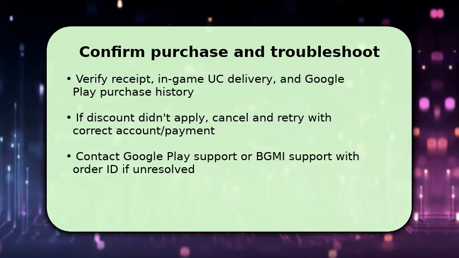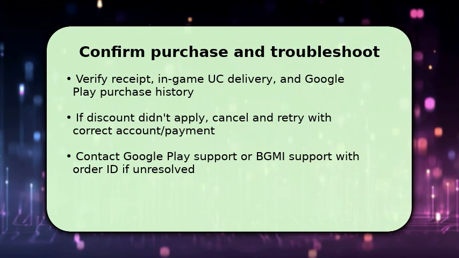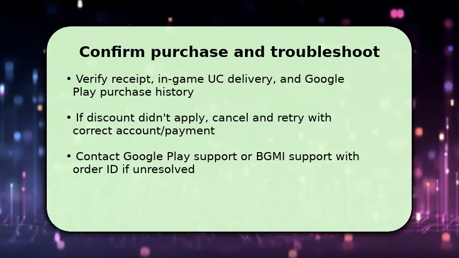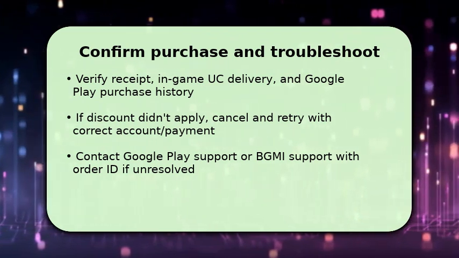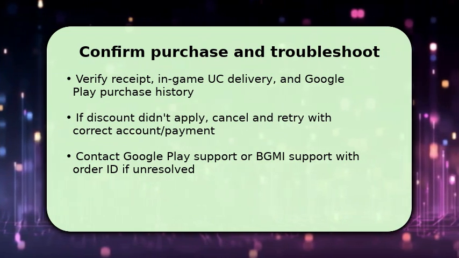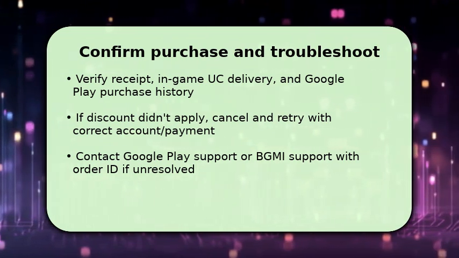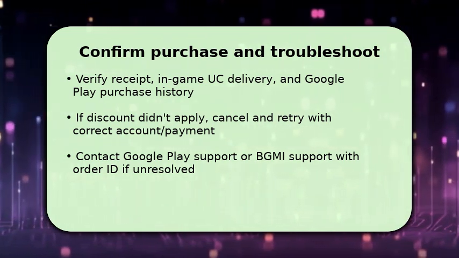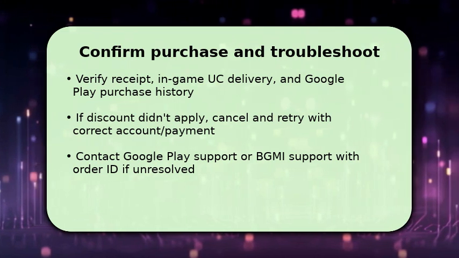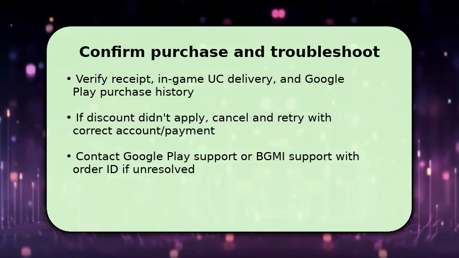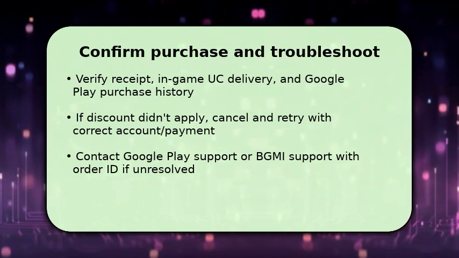If the discount didn't apply, don't panic. Cancel or refund if eligible, switch to the proper Google account or payment method, and retry the checkout so Play can reevaluate offers. If UC still doesn't arrive or the discount vanished, contact Google Play support with the order ID and then Bgmi support. This provides proof and speed.